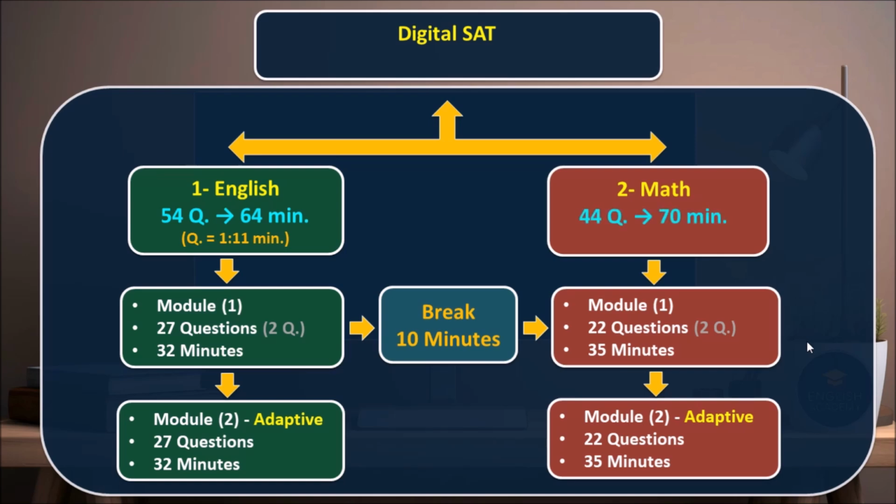So the total number of the questions in the math section is 44 questions in 70 minutes. And the average time is 95 seconds or 1 minute and 35 seconds. And the total number of the Digital SAT questions in both English and Math is 98 questions in 2 hours and 14 minutes, plus the 10-minute break.